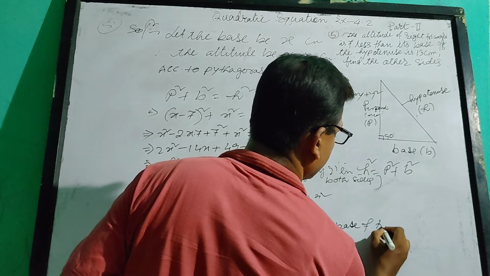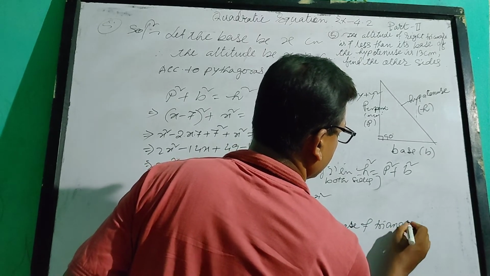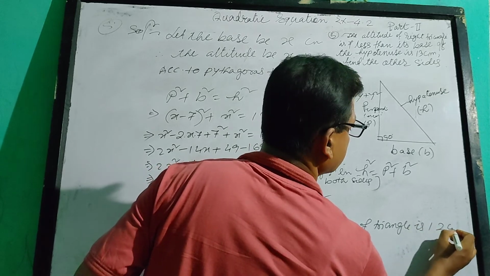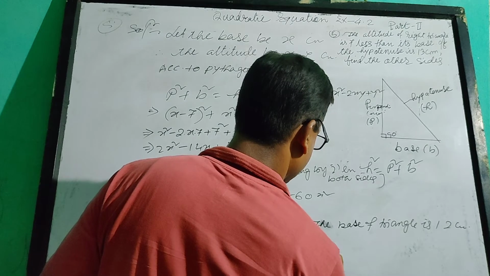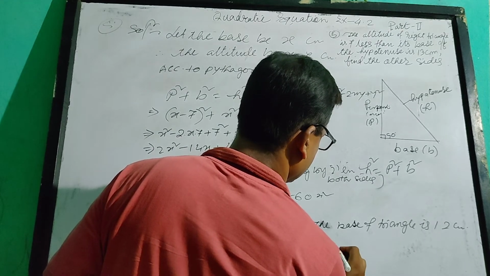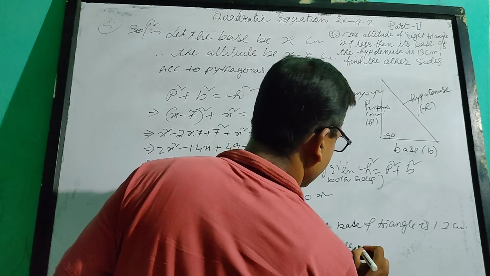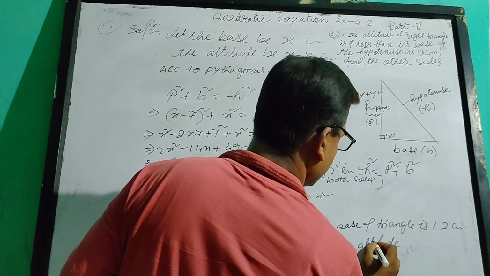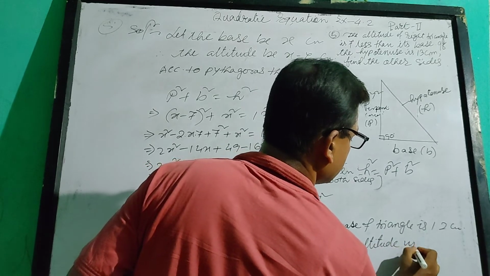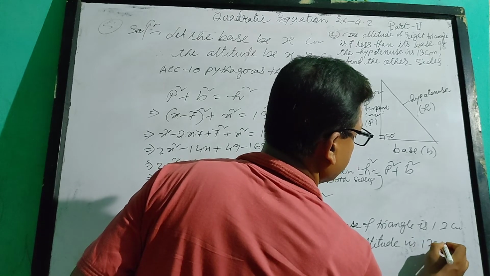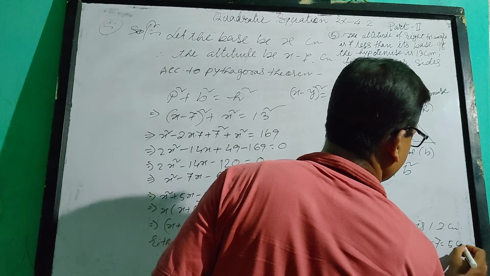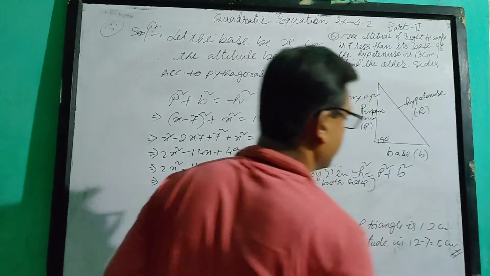of triangle is 12 centimeter and the height altitude is 12 minus 7 is equal to 5 centimeter. ये रहा आपका आंसर.